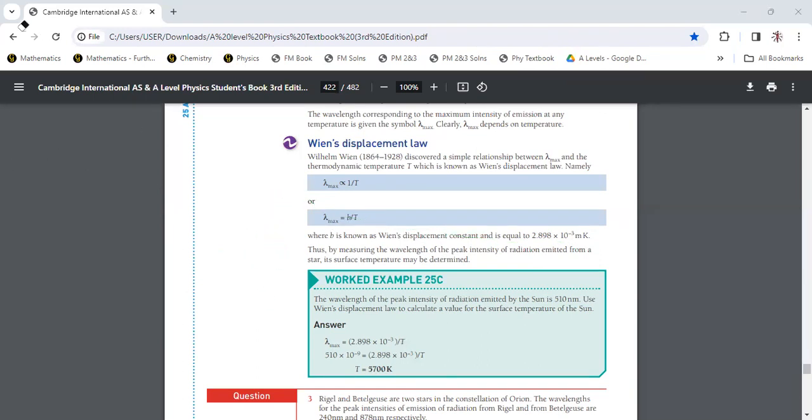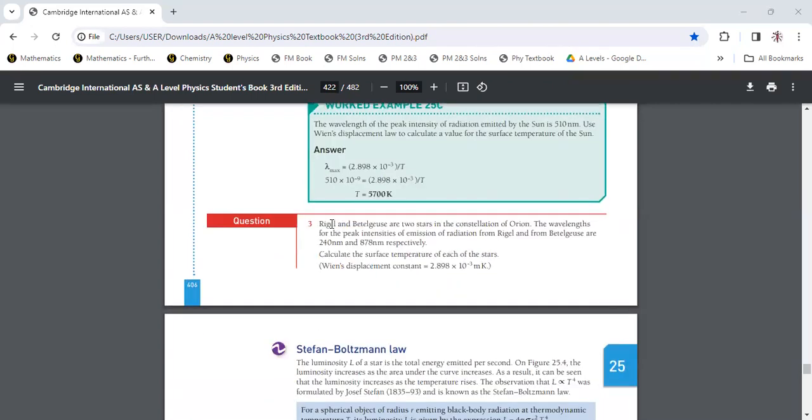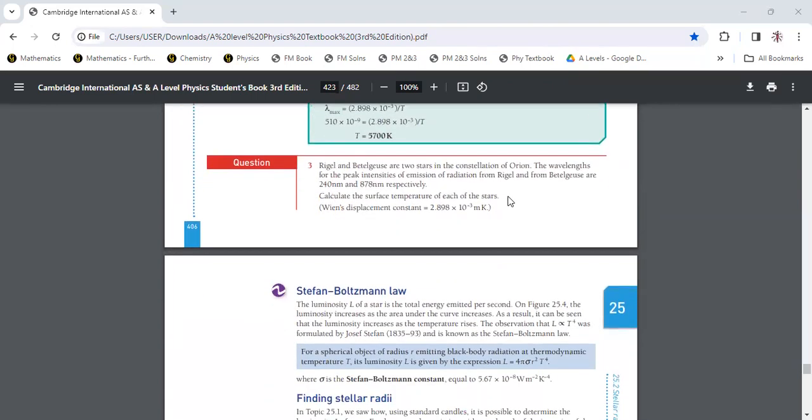Let's head over to the next question, question 3. We have two stars in Orion, a constellation, called Rigel and Betelgeuse. Their wavelengths of peak intensity are 240 nanometers and 878 nanometers respectively. Let's rearrange the equation to make it easier to calculate the thermodynamic temperature. After rearranging, T will be equal to Wien's displacement constant over lambda.